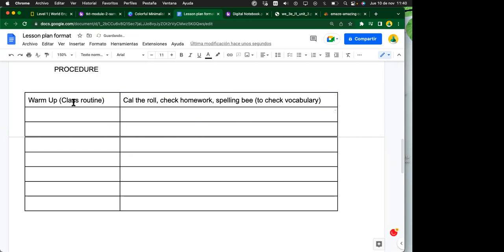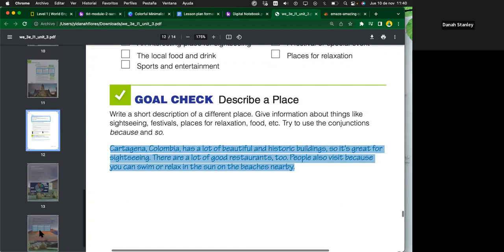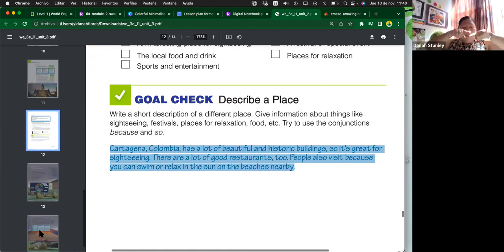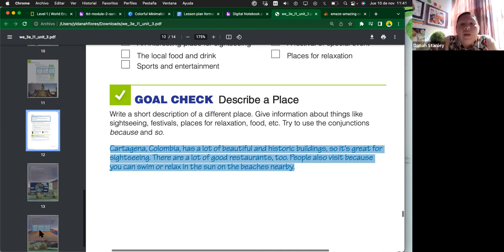Okay, perfecto. Do you remember more or less how long the warm-up should last? Like 8 minutes. Bueno. Ahora, the leading. Do you remember what the leading is? Setting the what? Setting the what. The context. Exactly. What is the context?